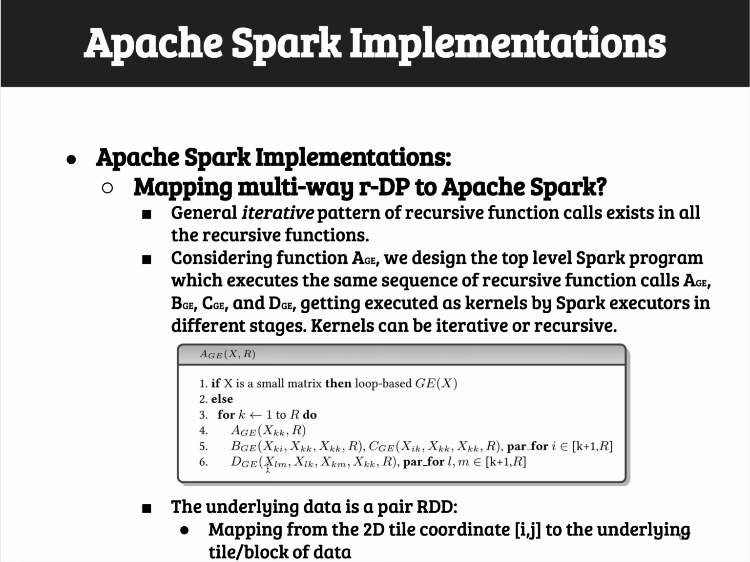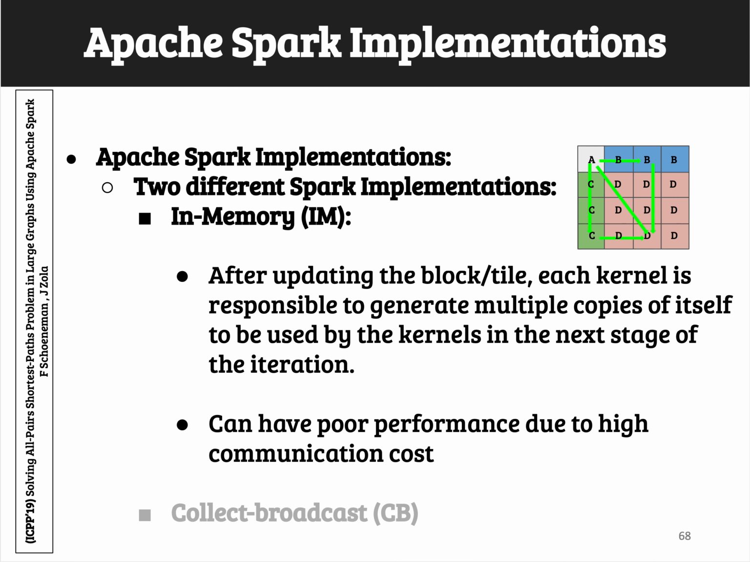It is also worth mentioning that the underlying DP table is a pair RDD mapping from a 2D tile coordinate I and J to the underlying block of the data. Now, considering the communication among the kernels due to data dependencies among them, we can have two different Spark implementations which were originally introduced in the ICPP 2019 paper. The first one is called the in-memory implementation, in which, after updating the block or the tile, each kernel is responsible for generating multiple copies of itself, or the block, to be used by the kernels in the next stage of the iteration.